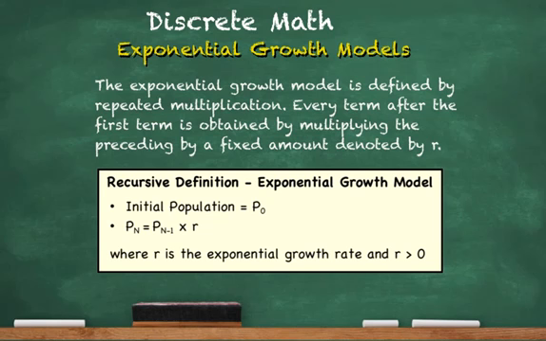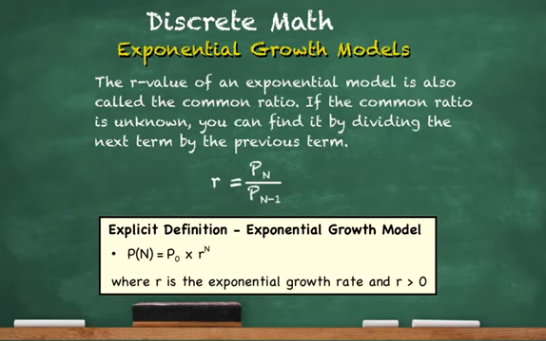We still have P sub 0 that represents our initial population, and we still have a definition that uses previous data to generate new data. So the P sub n minus 1 is the previous data, and the P sub n is the new data. And then at the bottom it says where R is the exponential growth rate and R must be greater than 0.